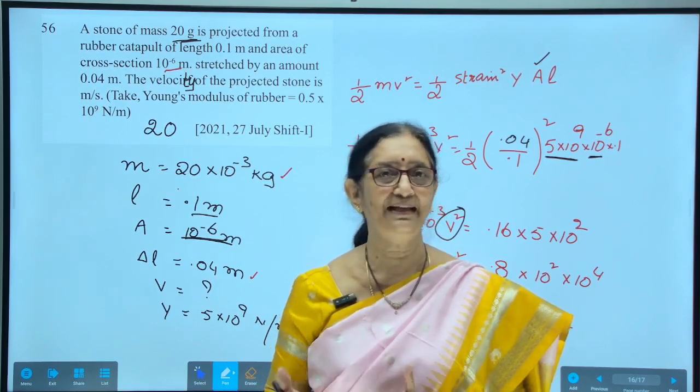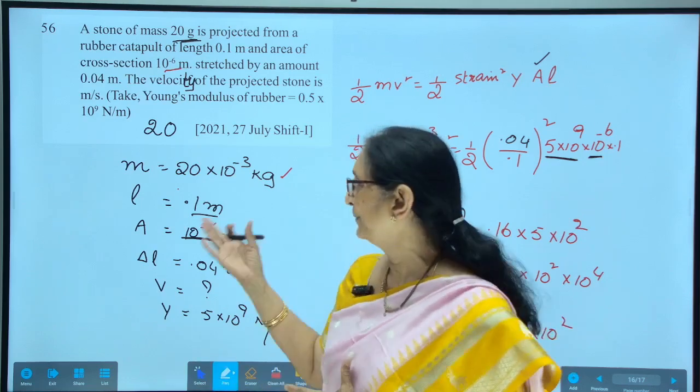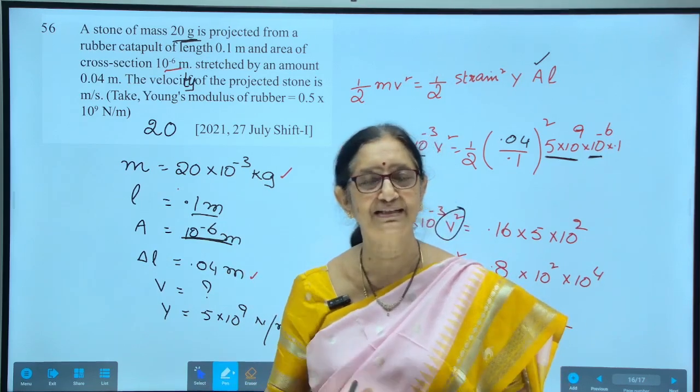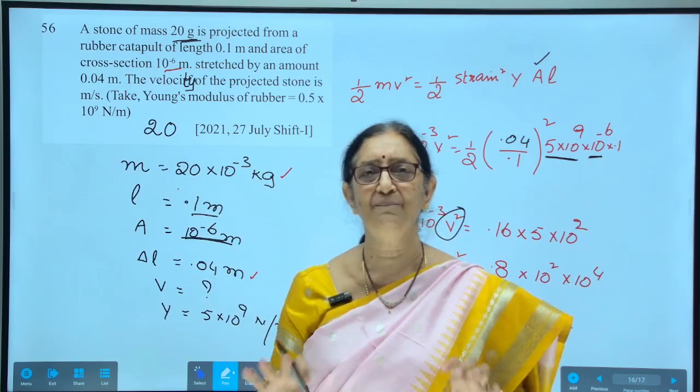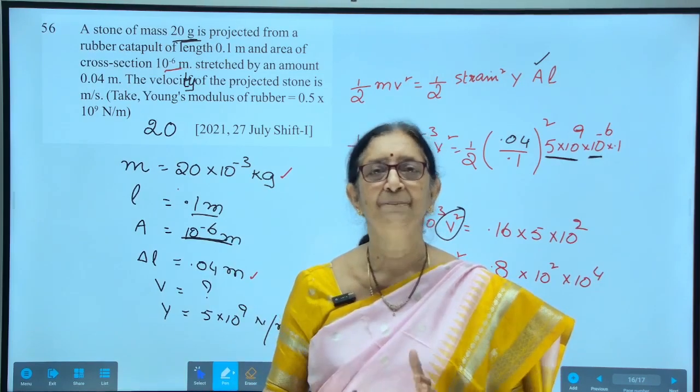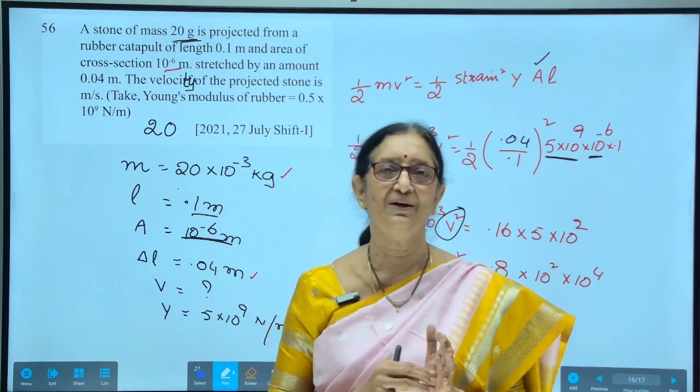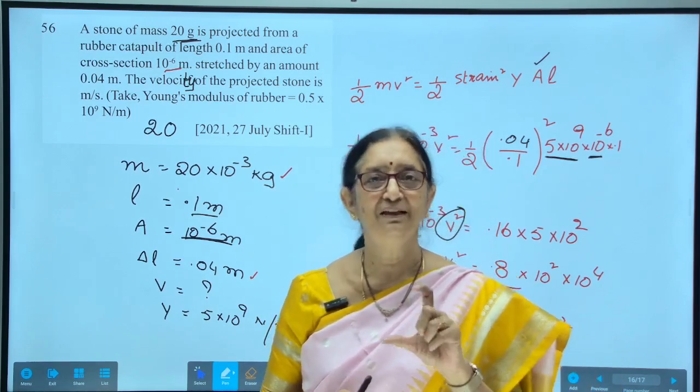So elasticity, obviously, all the problems given in previous JEE are very easy. Just memorize certain formulae and all the problems are directly based on the formulae.